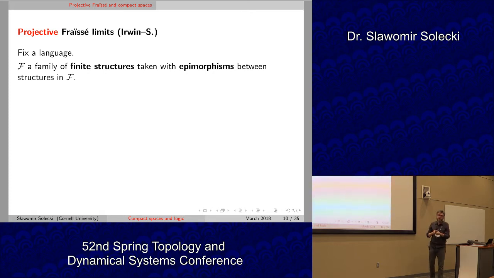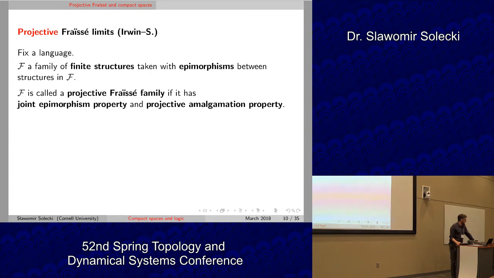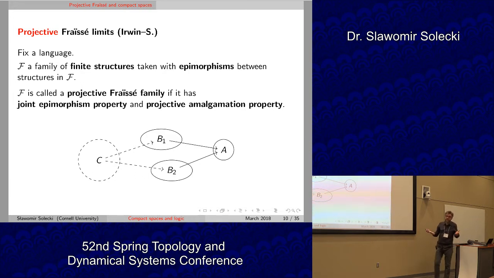But it also has to be on relations, in the sense that if some tuple in the image is bound by a relation, is part of a relation, then it has to come from some tuple in the domain that is also part of the relation. So epimorphisms, unlike embeddings, and then we have the joint epimorphism property and the projective amalgamation property, which is the same as before, except that we flipped the arrows. Given B1, B2, and A, and epimorphisms from B1 and B2 to A, we can find the C also in F, and epimorphisms to B1, B2, so that this diagram commutes.